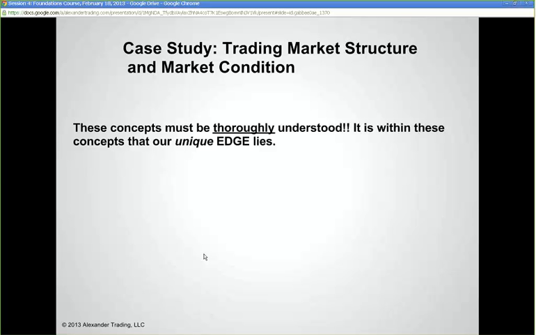You hear me say market structure, you hear me say market condition, you hear Troy say the same thing. And we talk about it. I don't want you to be sitting there wondering what it is. I want you to immediately understand these concepts because they're important. This is really the essence. This is part of the essence of what we're doing. It's critical.